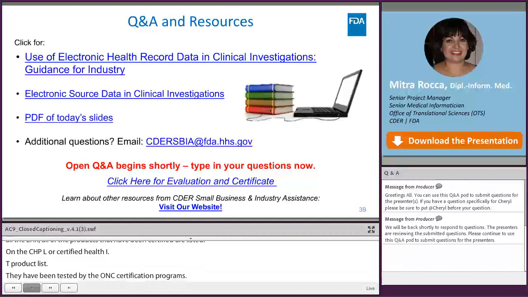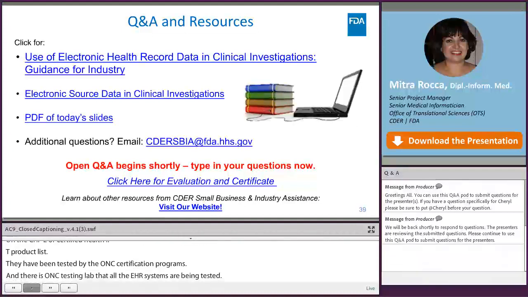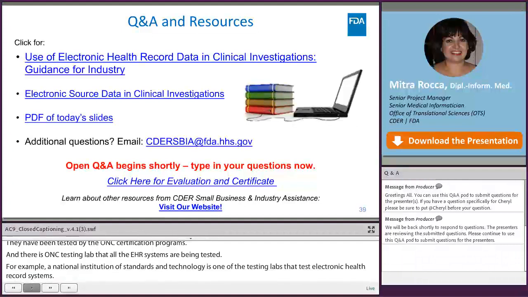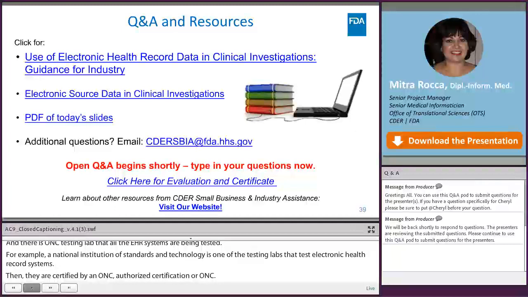For example, NIST, National Institute of Standards and Technology, is one of the testing labs that test the electronic health record systems. And then they are certified by an ONC authorized certification body, or ONC ACB. And so that was another question, where can I find the list of certified EHR systems? So they are on the ONC's website, and we can also send you the link.